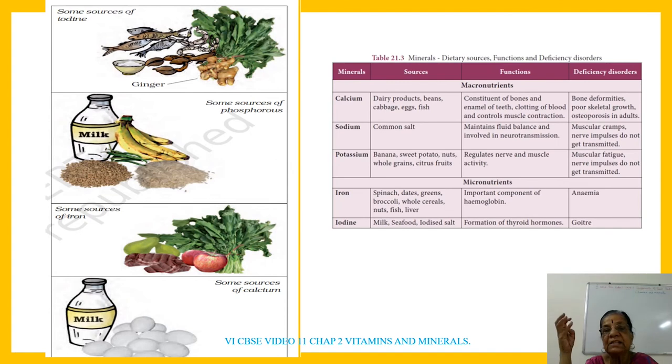The minerals are calcium, sodium, potassium, iron, and iodine. Macro minerals: calcium, sodium, and potassium. Micro minerals: iron and iodine. There are many macro and micro minerals, but at our 6th standard level this is easier. Okay. Now sources of calcium: dairy product, beans, cabbage, eggs, and fish. The function: it constitutes bones and enamel of teeth, clotting of blood, and controls muscle contraction.